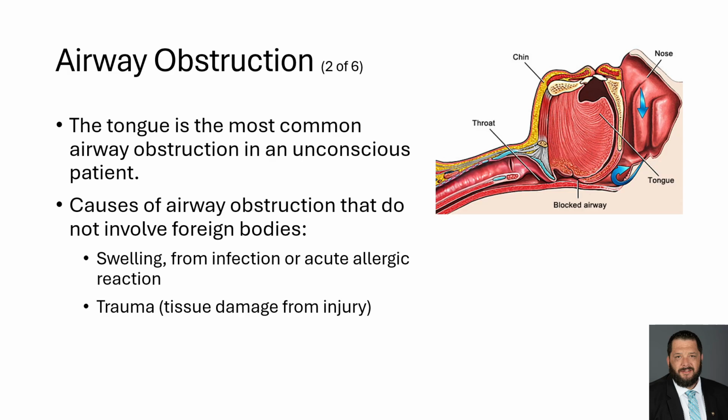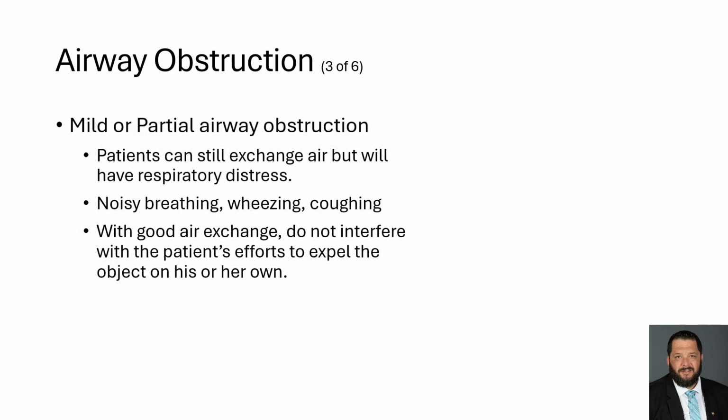Causes of airway obstruction that don't involve foreign bodies can include things like swelling of the pharyngeal tissue. This is common in acute allergic reactions, or in trauma if there was an insult to the tissues of the airway itself. Mild or partial airway obstructions are when a patient can still exchange air, but they may have some respiratory distress. This is noted by noisy breathing, wheezing, coughing.